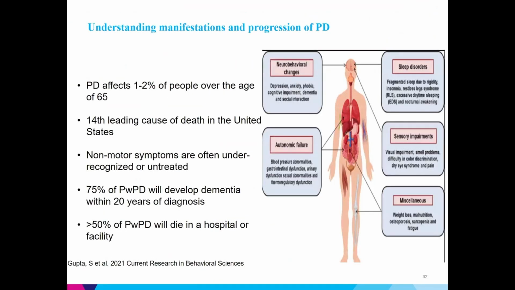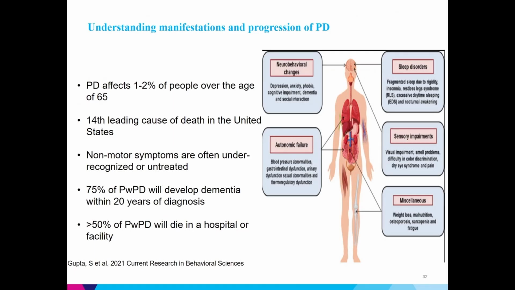In this case, it's important to understand the progression of a common chronic illness known as Parkinson's. Parkinson's tends to affect nearly 1 to 2% of patients over the age of 65, and it is the 14th leading cause of death in the US. However, what's interesting is to recognize some of the non-motor symptoms, which are often under-recognized or untreated and have significant impact on a patient's quality of life. This includes some of the neurobehavioral changes, such as anxiety, sleep disturbances, and hallucinations, this autonomic failure and orthostasis that were described in our case, with additional sensory impairments and malnutrition.